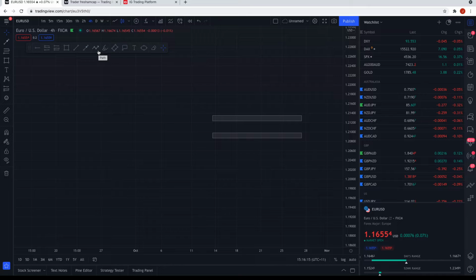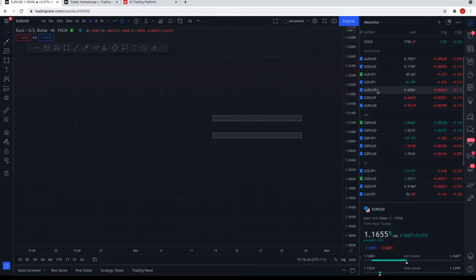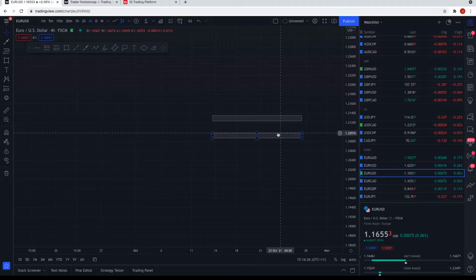So, what I'm going to be doing today is teaching you guys the strategy I use for the foreign exchange, sometimes on gold, but mostly these pairs here along the right. It's very simple and it's just a break and retest strategy. So, I'll show you guys how it works here.